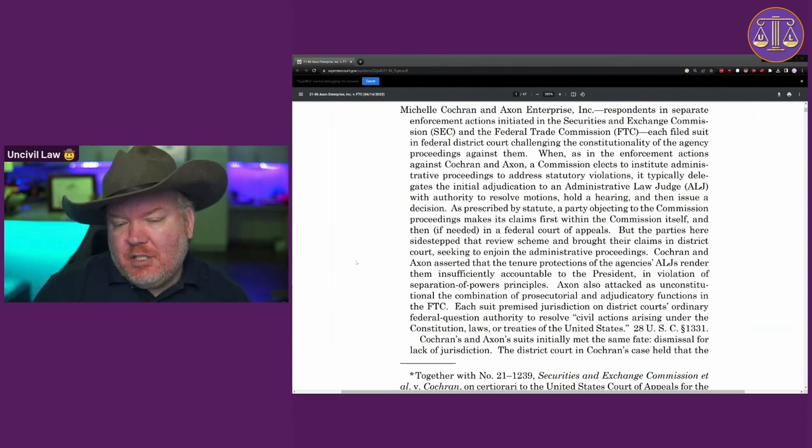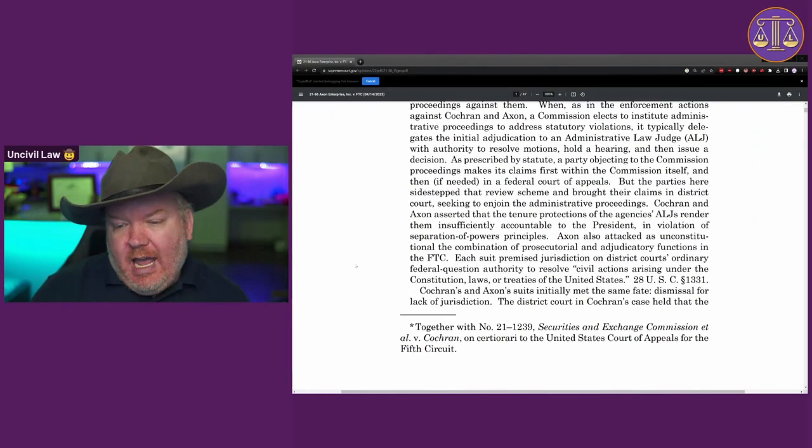They also address the constitutionality of the prosecutorial and adjudicatory functions of the FTC. Each suit was premised on jurisdiction in district courts on standard federal question jurisdiction. So federal question jurisdiction just means this is a federal statute. So no special federal statute, no special federal regulation, just the generic statute that says federal courts can hear federal cases. All right, so we're doing that.